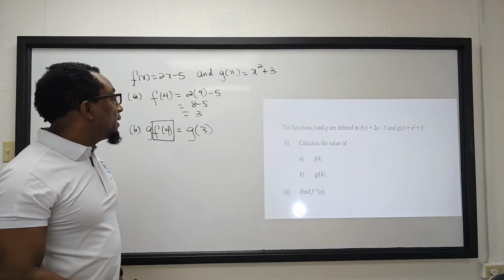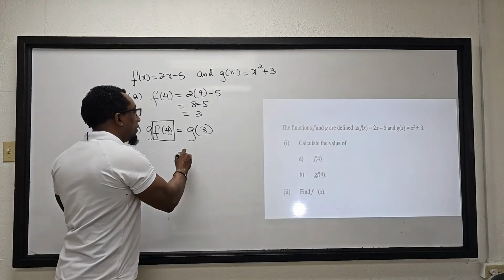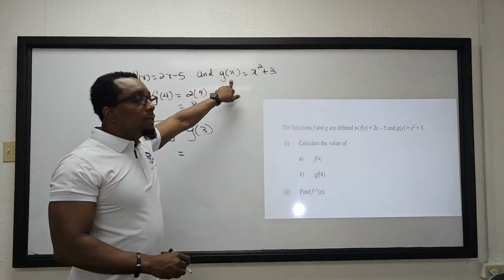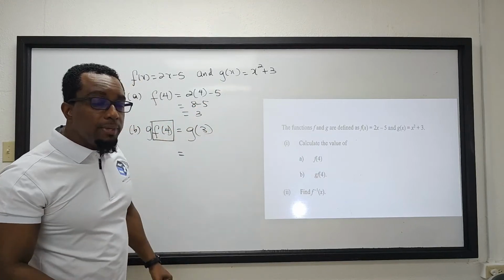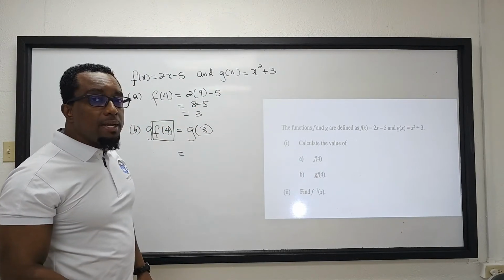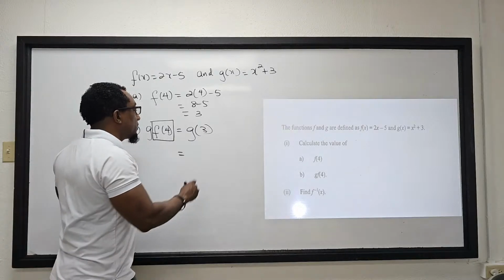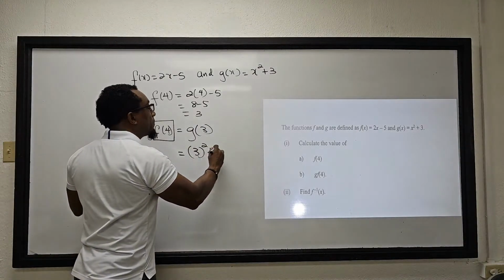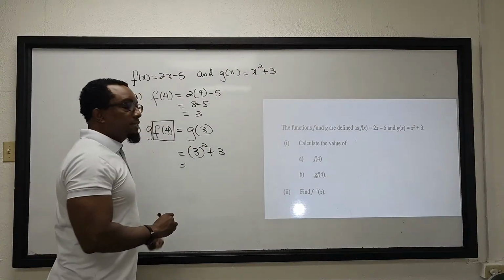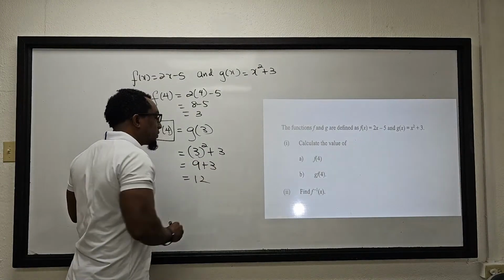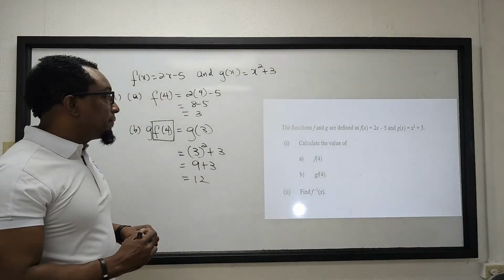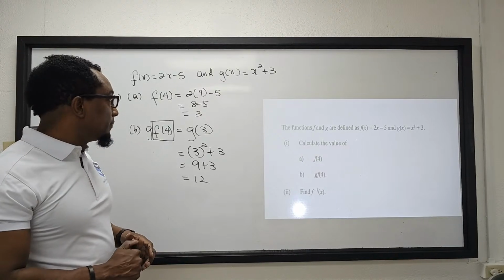And what is g of 3? This is simple. Again, I'm focusing on g of x, whose expression is x squared plus 3. Where I see x, I'm going to replace it with 3. So this is 3 in brackets squared plus 3. 3 squared is 9. 9 plus 3 will give me 12. And that's the answer for gf of 4.